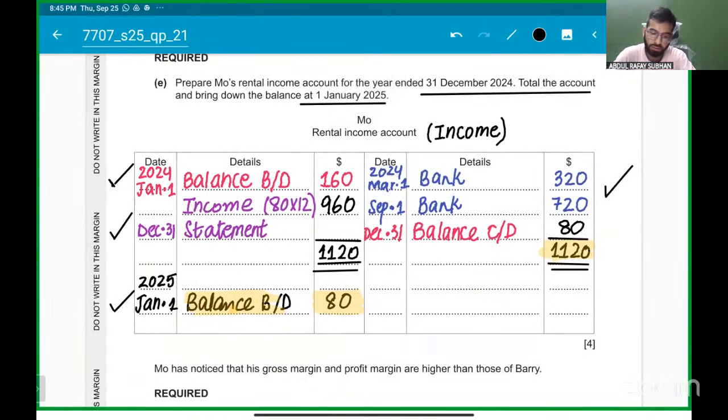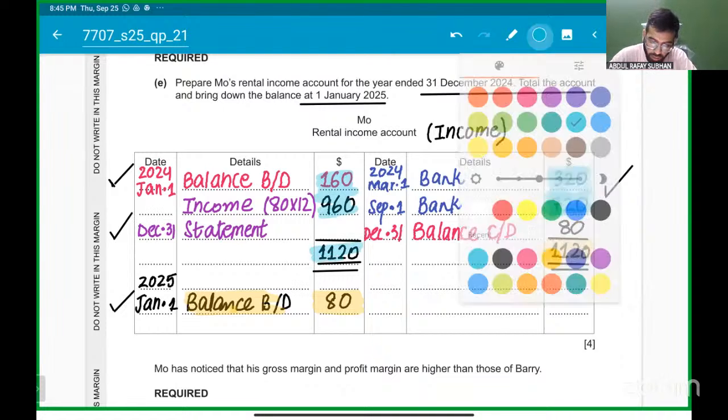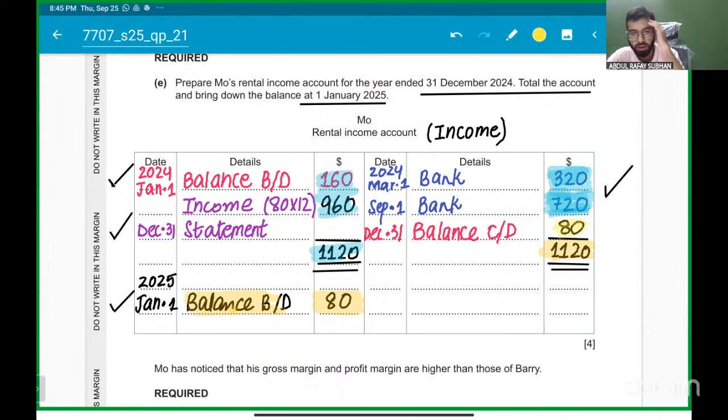1120. Okay, this thing is coming 1040. 320 plus 720 is coming 1040. 160 plus 960 is 1120. 1120 minus 720 minus 320, we got 80. Okay, sir. 720 plus 320 will be 1040. The difference we are finding out. Is everyone getting it, following, understood? Okay, so that is what we have got.